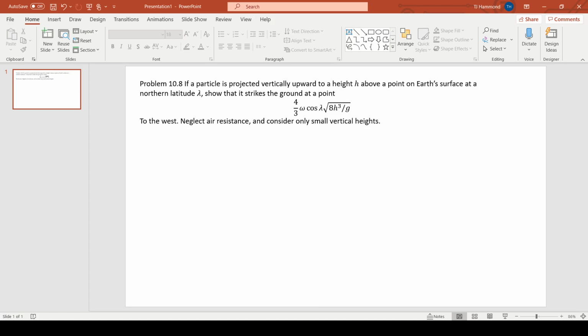Now we're going to look at problem 10.8, which is: if a particle is projected vertically upward to a height h above a point on Earth's surface at a northern latitude of lambda, show that it strikes the ground at a point 4/3 omega cos lambda square root of 8 h cubed divided by g to the west. Neglect air resistance and consider only small vertical heights.